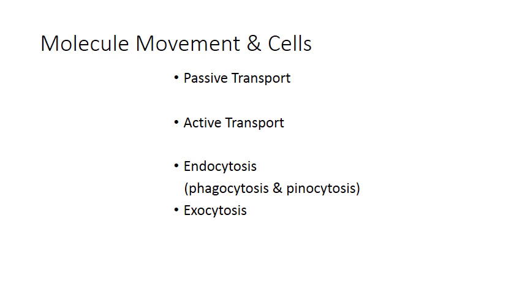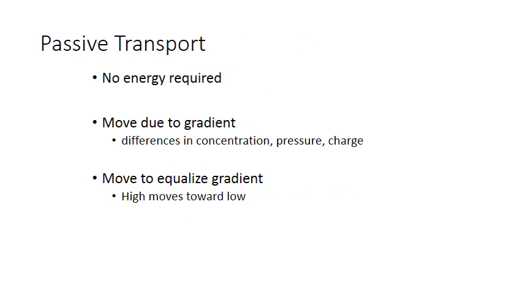So there's a few different types of movement. Passive transport, active transport, endocytosis, which includes phagocytosis and pinocytosis, and exocytosis. Passive transport, we discussed last chapter, requires no energy, and it moves due to a gradient from a higher concentration to a lower concentration. This can also be a higher pressure to a lower pressure, or a higher charge to a lower charge.